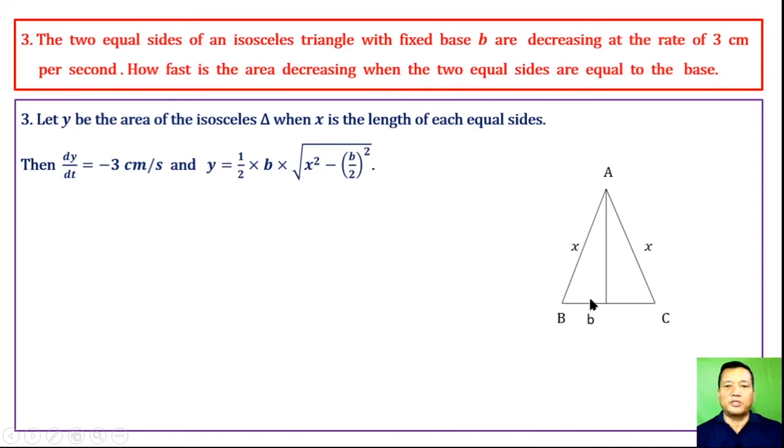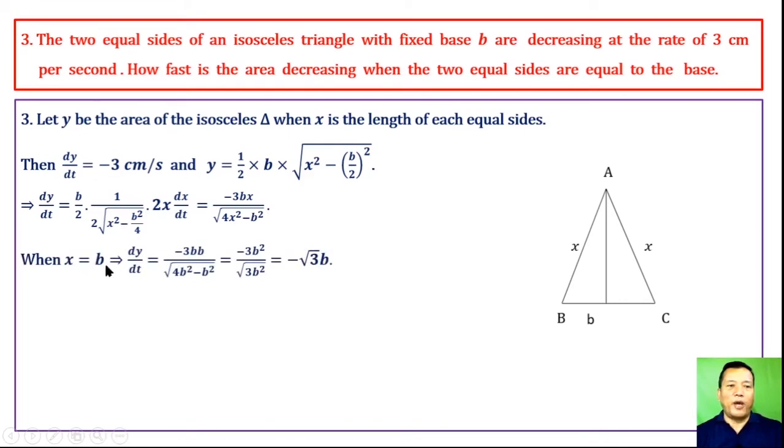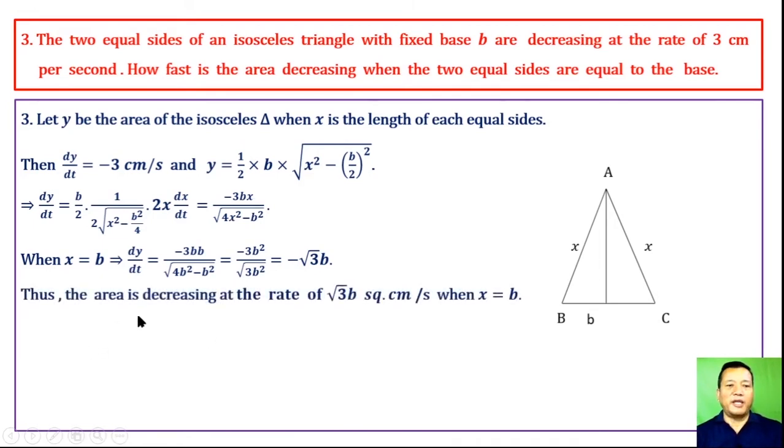Altitude, applying Pythagoras theorem, becomes this, and for dy by dt we get b by 2 into, applying 1 by root over of something whose derivative is 1 by 2 root over of something into the derivative of something, twice x dx by dt, and simplifying we get this. When x equals b, dy by dt becomes a negative number. Thus, the area is decreasing at the rate of root 3 b square centimeter per second when x equals b. Why is it called decreasing? Because it is minus.